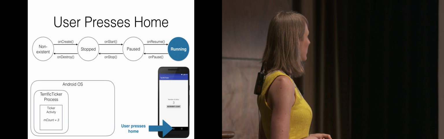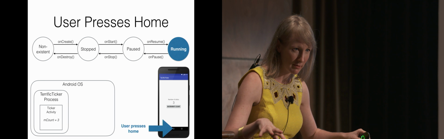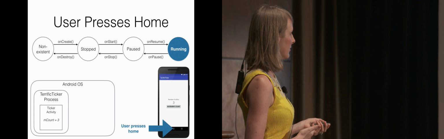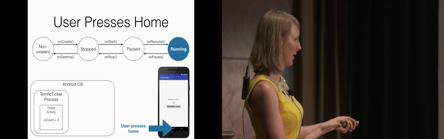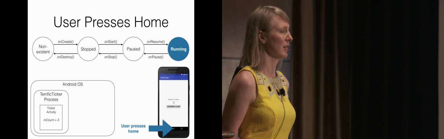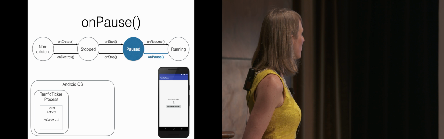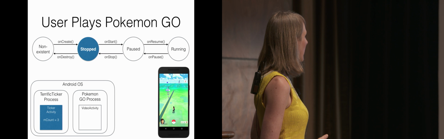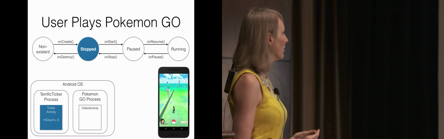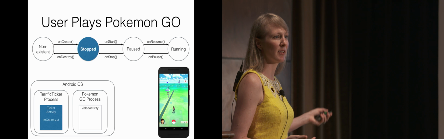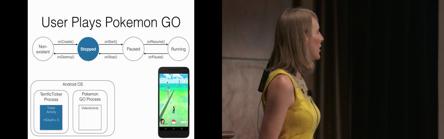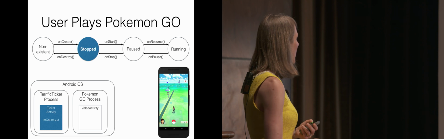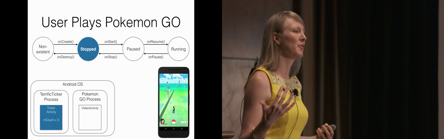Let's talk about it. Our current state, as represented right now, is that the user is on our ticker activity. Here I've incremented my count to 3, and I'm in the running state. I press home, which moves me to my stop state. And then I go do something like play Pokemon Go. So now a process gets spun up, as you see in this Android OS box over here, for Pokemon Go. There's some activity going on in Pokemon Go, but we don't really care. Ultimately, life is going fine.